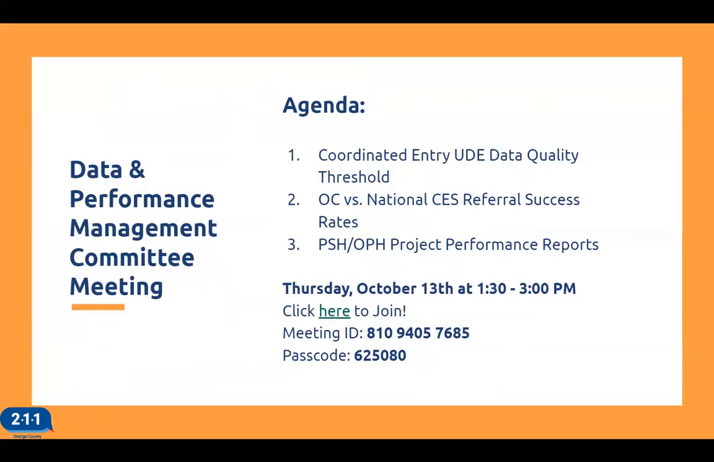The Data Performance and Management Committee meeting is for next Thursday, October 13th at 1:30. The agenda for this meeting is coordinated entry, universal data element, quality threshold, OC versus national CES referral success rates, and the PSH OPH project performance reports. The link is available in this slide and will be provided in the meeting minutes if you would like to join this meeting.